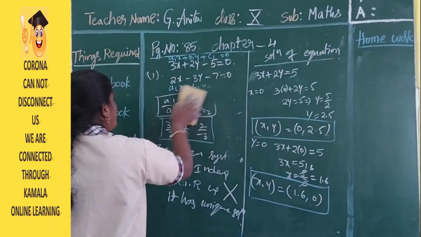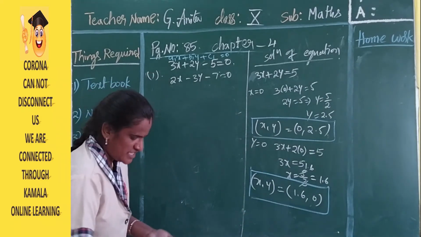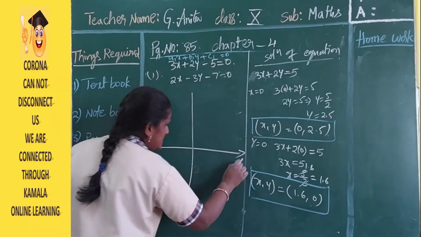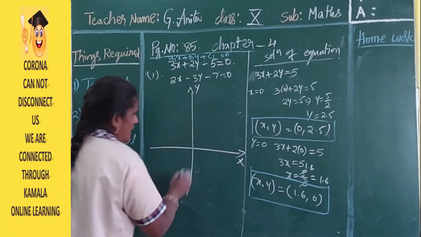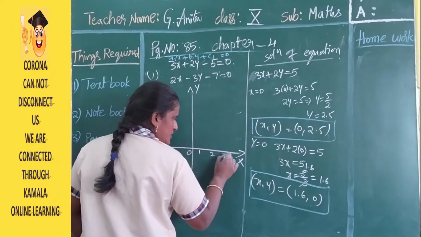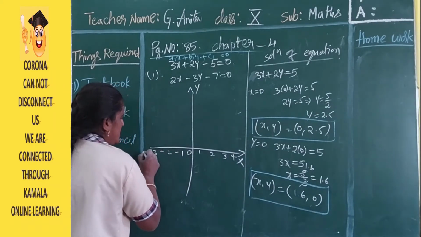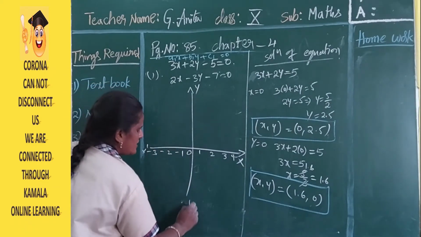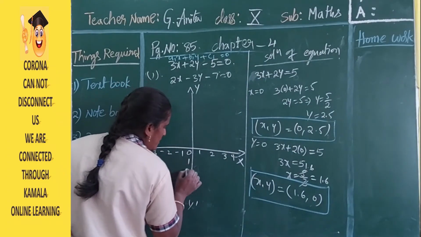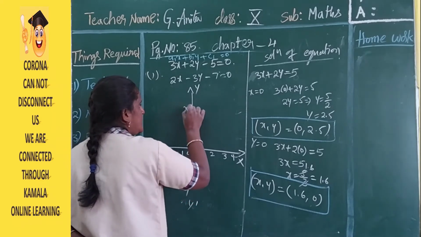How can we plot this in a graph? Observe once. For the first equation, draw the x-axis and y-axis. Roughly, I am marking 0, 1, 2, 3, 4 values, then minus 1, minus 2, minus 3. This is x dash and this is y dash. Similarly on the y-axis, 0, 1, minus 1, minus 2, minus 3, then 1, 2, 3, 4.